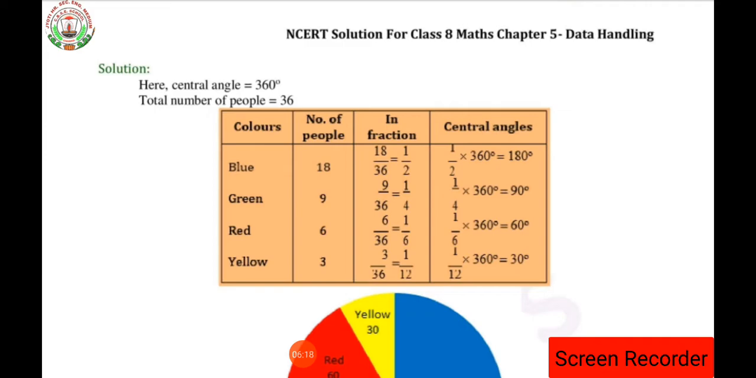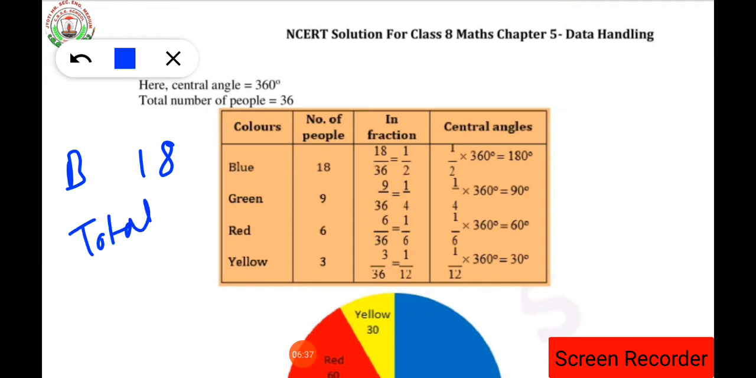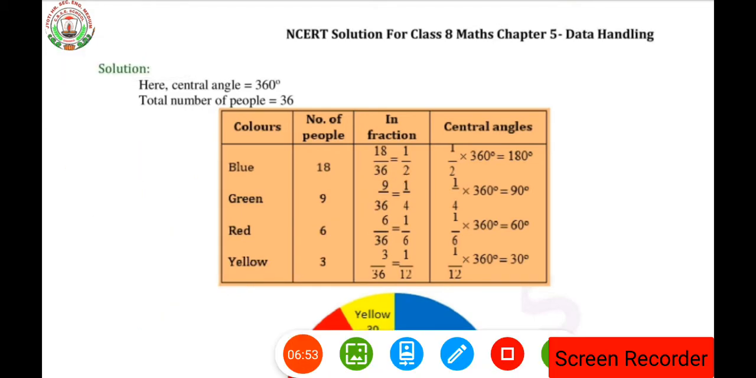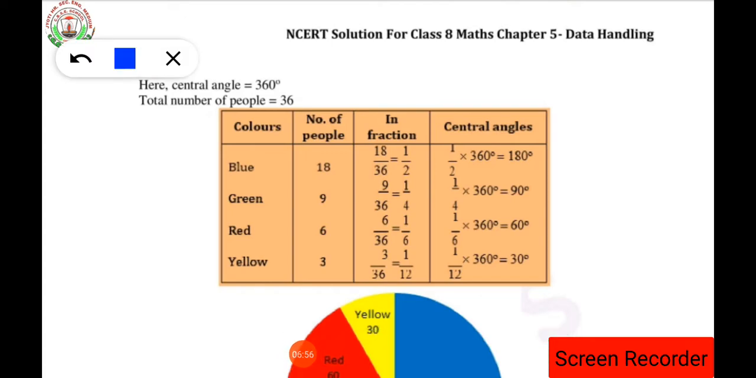Now let's see. After this we have to draw one box. If you want to draw a box, you can draw, otherwise you can calculate individually. So dear students, what is blue? Blue is the color. The number of people liking the blue color is 18. Now what is the total number of people? Total people are 36. That is given in the question itself, isn't it? Now we have to calculate. Either calculate it as the number of people liking blue upon the total number of people into 360, or you can directly calculate as I am showing on the screen.